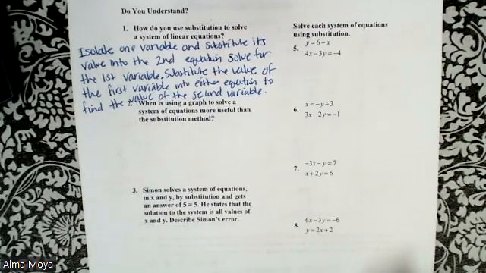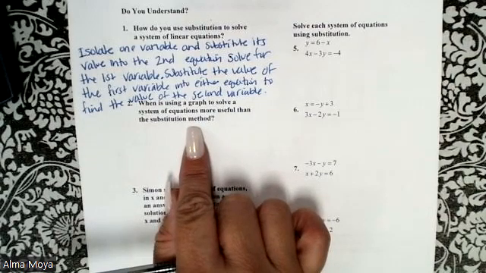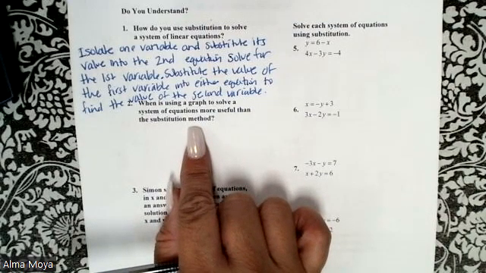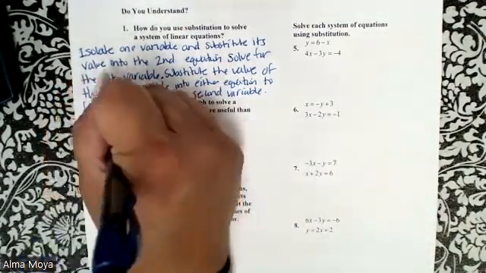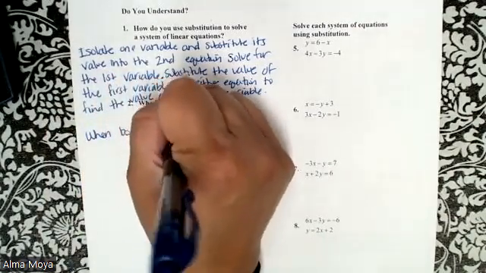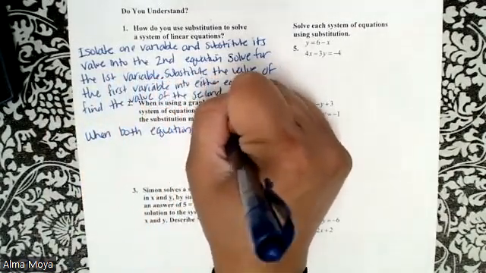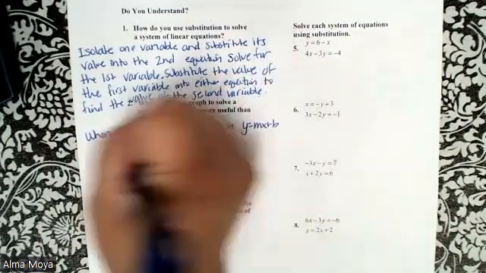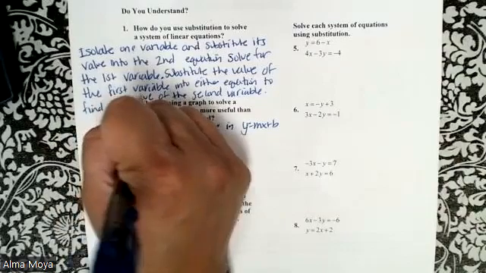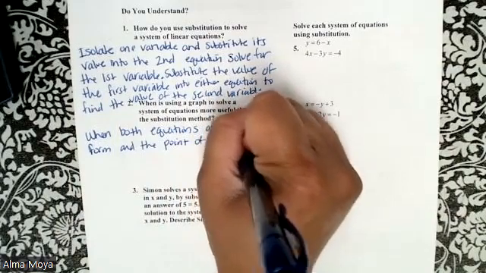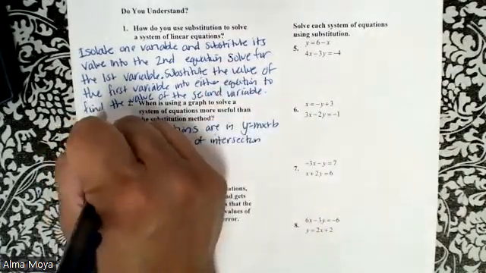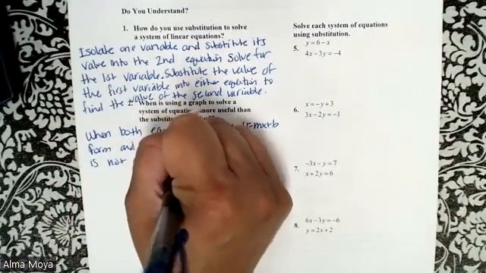When is using a graph to solve a system of equations more useful than the substitution method? Once again, when both equations are in y equals mx plus b form and the point of intersection is not a decimal.